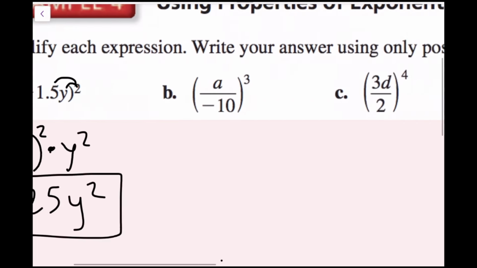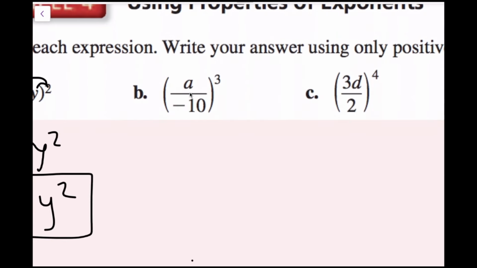For part B, I have a over negative 10 to the third power. Okay. Well, same thing here. This is going to be applied to both the numerator and the denominator. So this is going to be a to the third over negative 10 to the third. And if you think of this, a to the third is going to stay the same, but negative 10, this quantity to the third power, it's being taken to an odd power. So if I have two negatives, they would cancel. But since I have a third negative being multiplied, it would stay negative. So anytime you're taking a negative number to an odd power, it's going to stay negative.